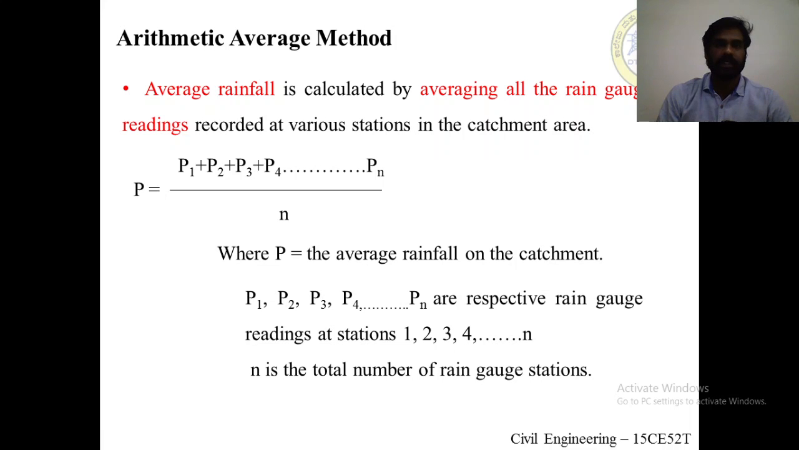In the arithmetic average method, rainfall is calculated by averaging all the rain gauge readings recorded at various stations in the catchment area. In this method, we have to simply average all the rain gauge readings recorded at various stations.